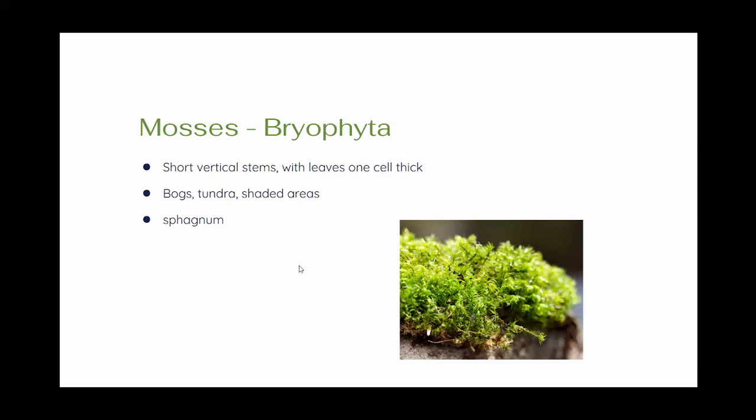Mosses, I just talked about it. They're short, they have vertical stems, and they have one cell thick leaves, making them well suited to bogs, tundras, and shaded areas. Sphagnum mosses, in particular, play a very vital role in the wetland ecosystem.